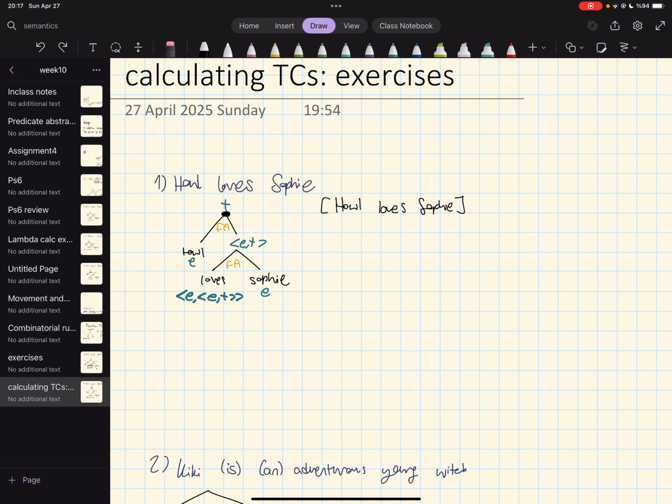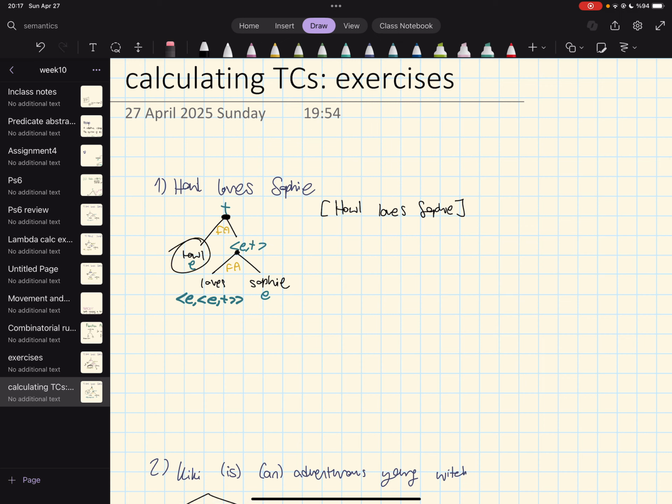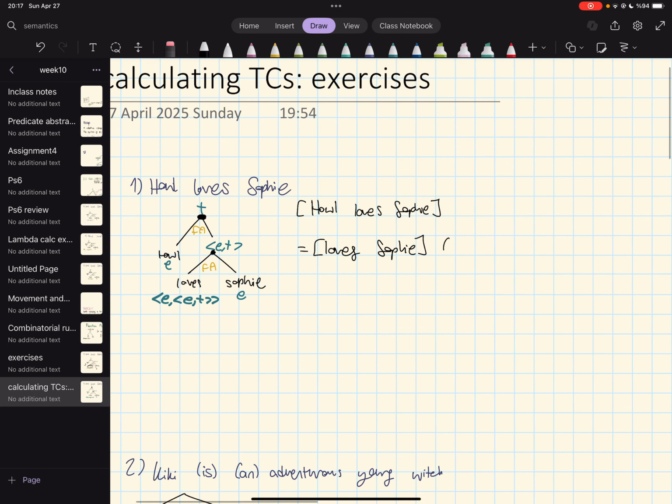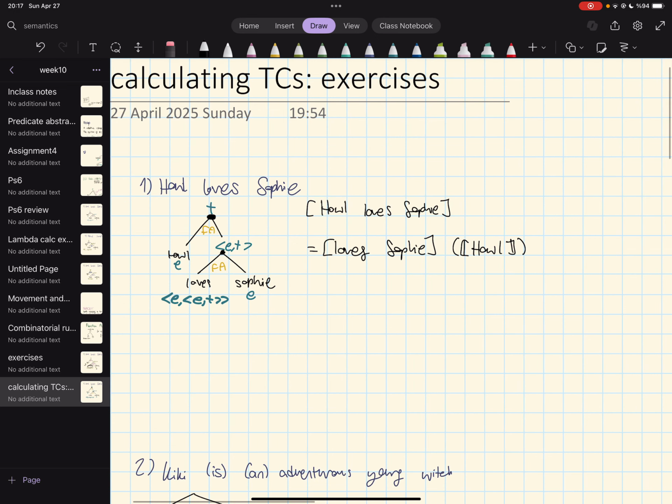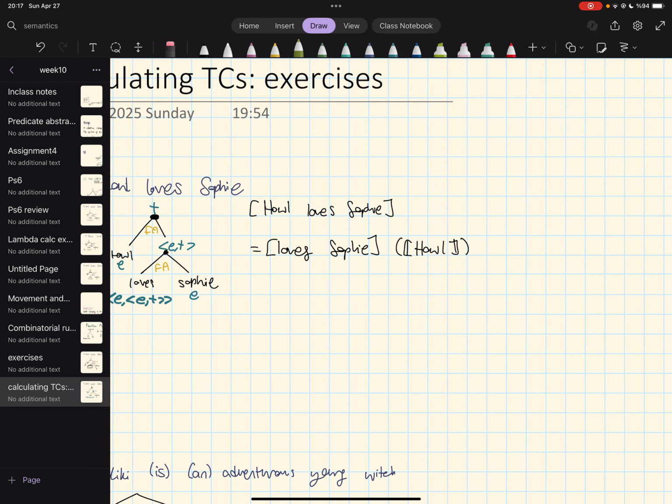And to get over here, I'm going to need to factor out Hall. As you see, I'm going to separate and factor out Hall. To do that, loves Sophie would have to be the function, because as you can see, loves Sophie is the function, while Hall is the argument. Therefore, I'm taking Hall as the argument. Entities are written in denotation brackets, the double brackets, as you can see over here. This is the result I got. I've calculated it thanks to FA.